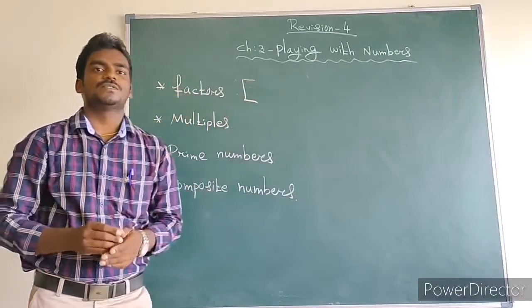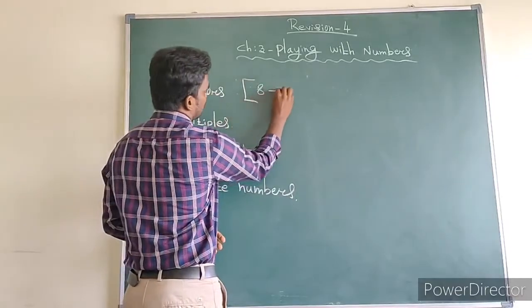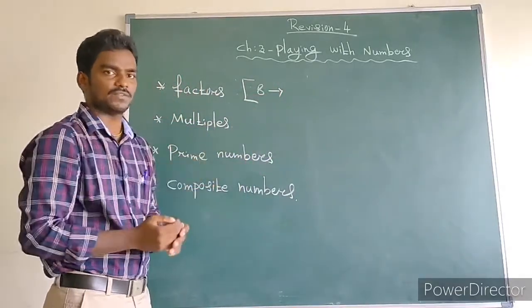What is meant by factors? We know a factor is an exact divisor of that number. Suppose we consider the number 8. What are the factors of 8? Factors of 8 means the numbers which divide 8 exactly.